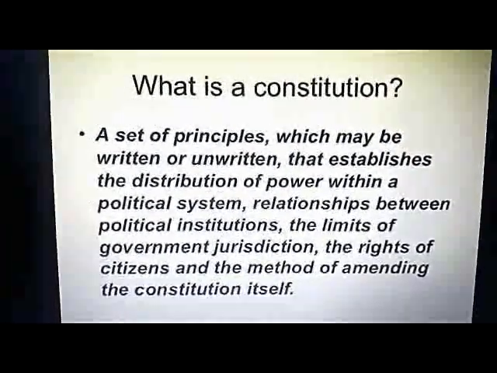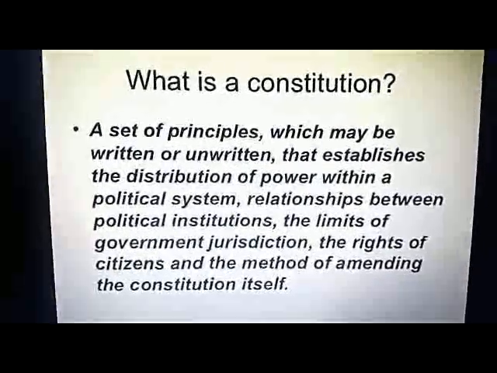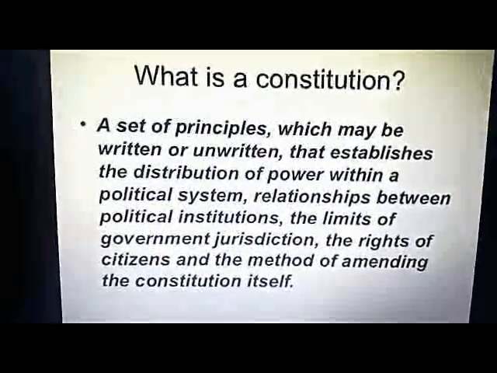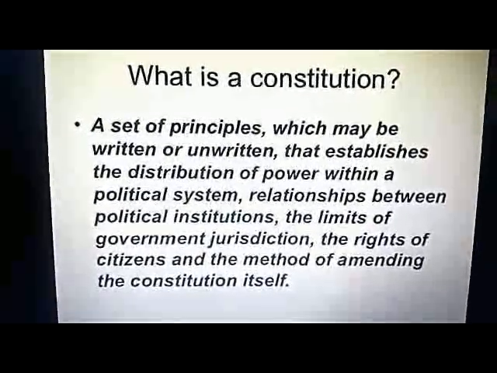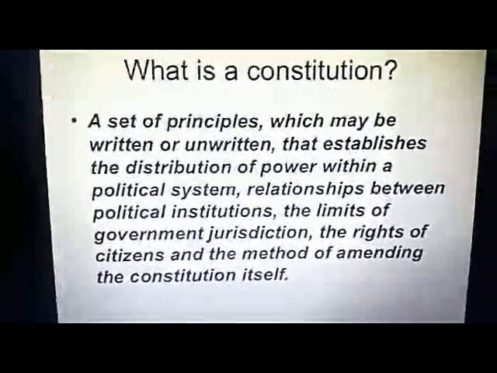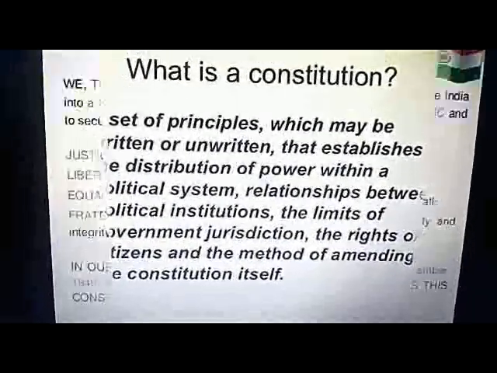And only by following these rules, regulations and laws can the country be regulated in a proper way. So let's move to our next slide.